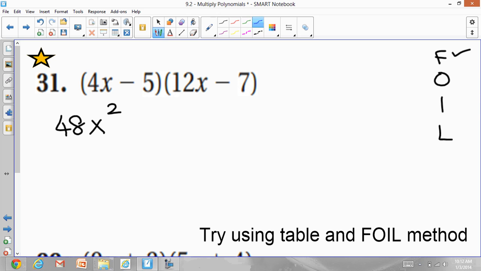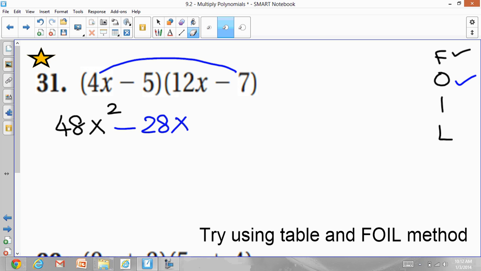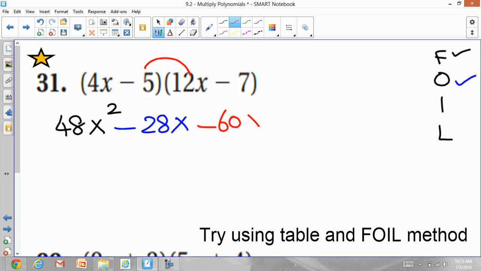I need to multiply the outer. So outer means outer with the outer. So positive 4 multiplies negative 7 to give me negative 28. x tags along. Now I need to multiply inner. Inner and inner. So negative 5 multiplies positive 12 to give you negative 60. x tags along.